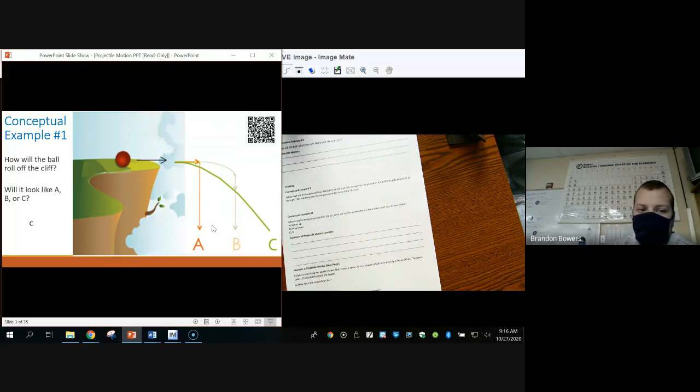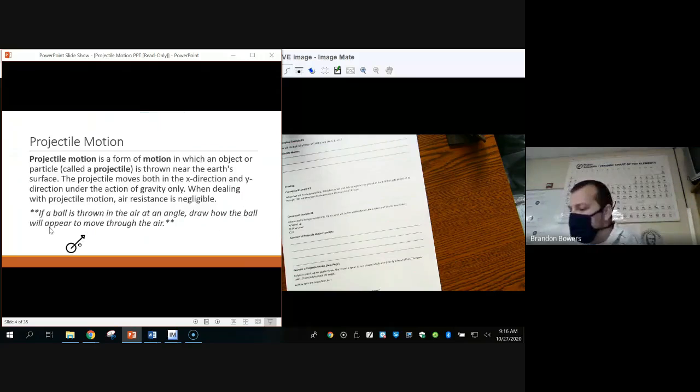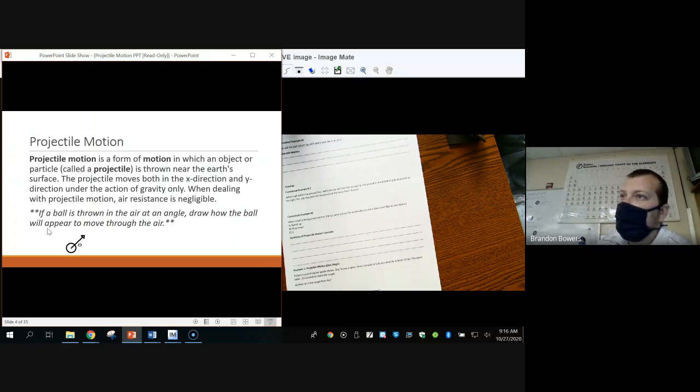All right. So, projectile motion. Here we go. Projectile motion is the form of motion in which an object or particle, called a projectile, is thrown near Earth's surface. We can move in the X direction. We can move in the Y direction. Under the action of gravity. But gravity is negative 9.8 meters per second squared. It's always a good reminder.